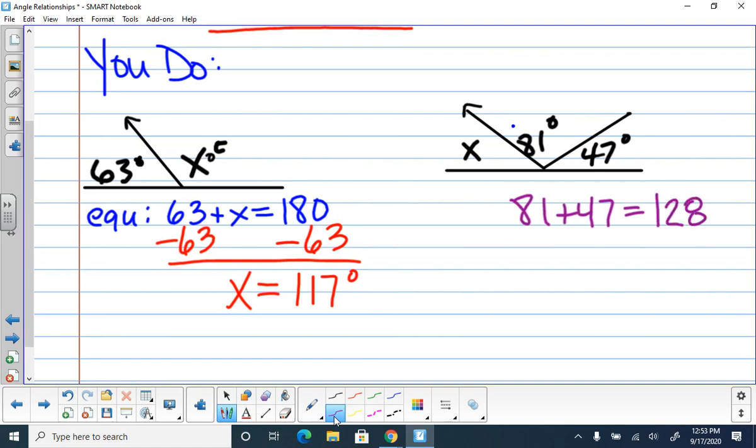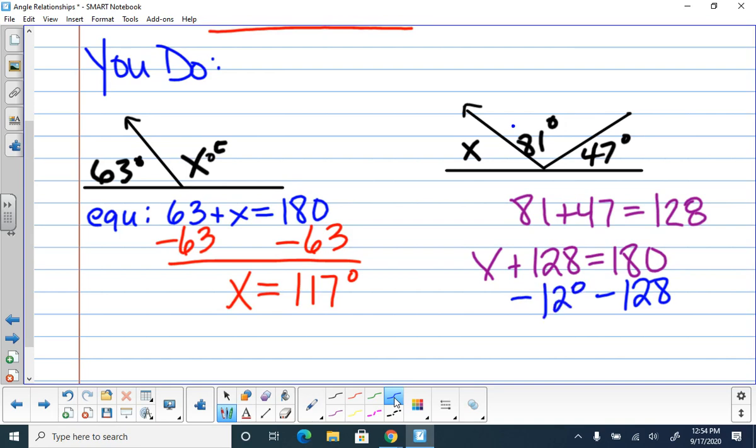And then what did you do with the 128? You put it in the equation, so then you did X plus 128 equals 180. Correct? Okay. And then what did you do to the 180? And then you subtracted by 128. All right. So some of you guys did that, where you combined your 81 and your 47 first, and then you subtracted from 180. Great.